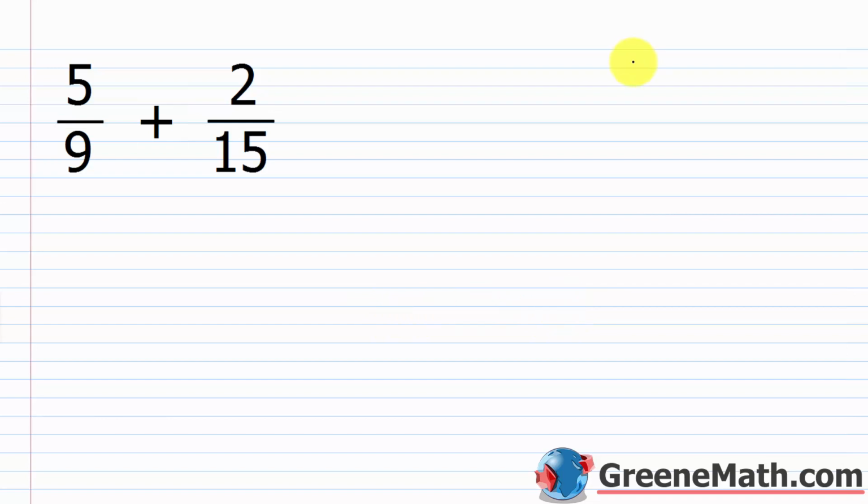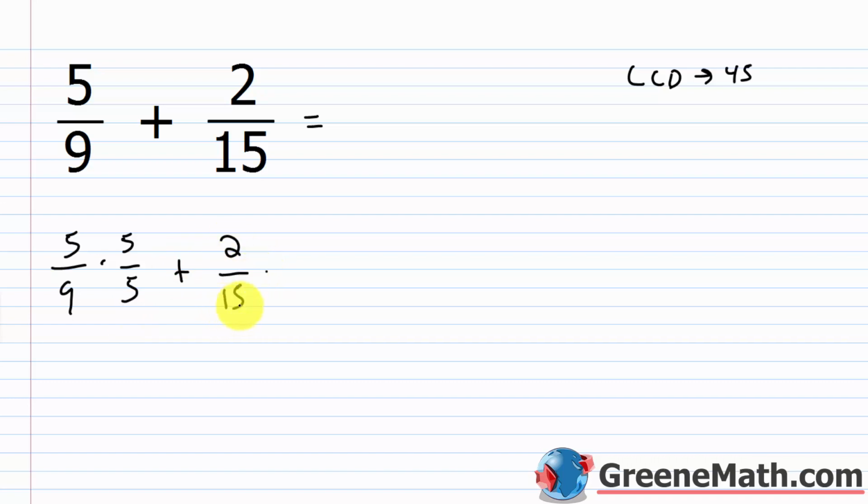So the LCD of 45 is used to rewrite each fraction as an equivalent fraction where 45 is its denominator. So I'm going to say this is equal to, you have 5/9 times, what do I need to multiply 9 by to get to 45? Well, 45 divided by 9 is 5, so I'd multiply this by 5 over 5, right? Remember, you're just multiplying by a complicated form of 1 there. Then plus, you have 2/15. What do I need to multiply 15 by to get to 45? 45 divided by 15 is 3, so times 3 over 3, okay?